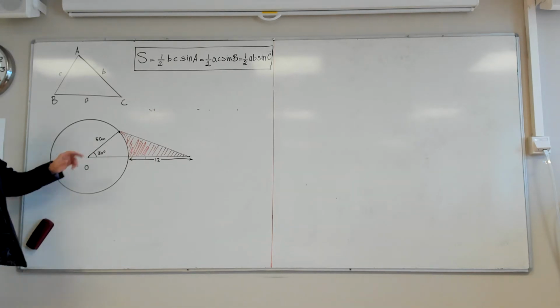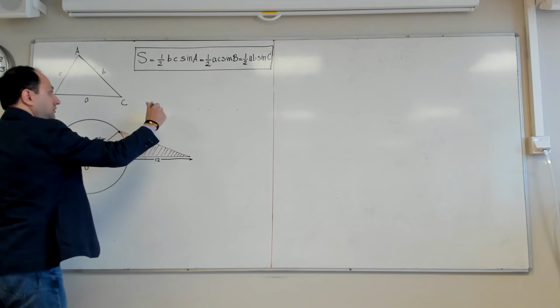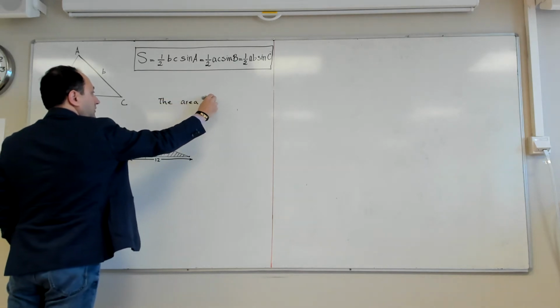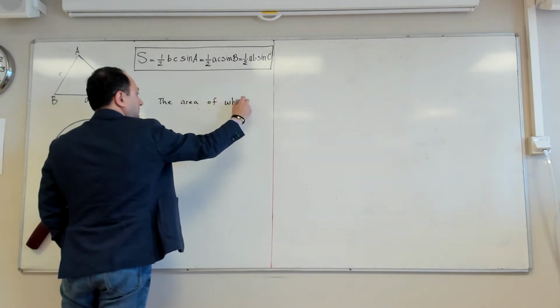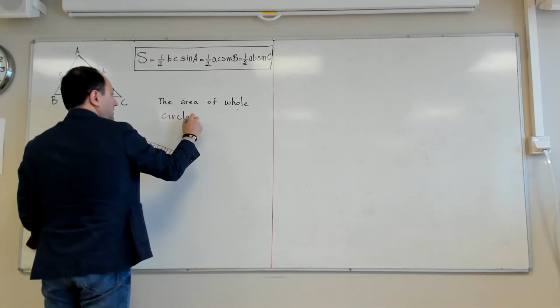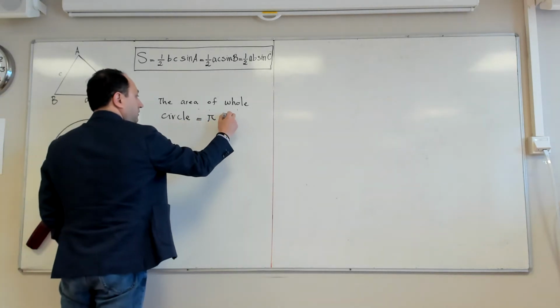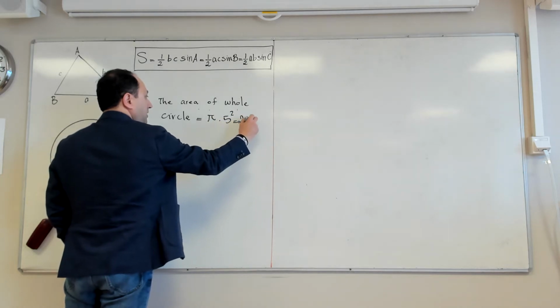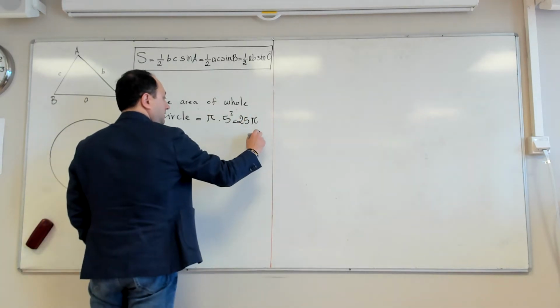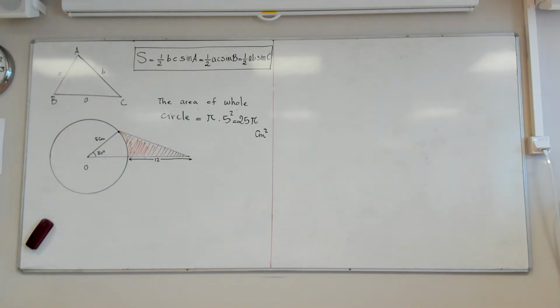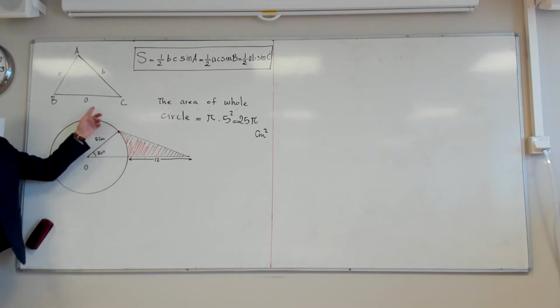So here I calculate the area of the whole circle. The area of the whole circle is equal to pi r to the power of 2. R is 5, so it is 25 pi, and then of course centimeters squared. So this is the total area of the whole circle, but you want to find the area of that sector. So what I have to do, what is the ratio of this sector to the whole, yes?